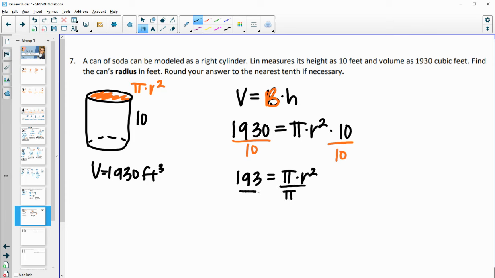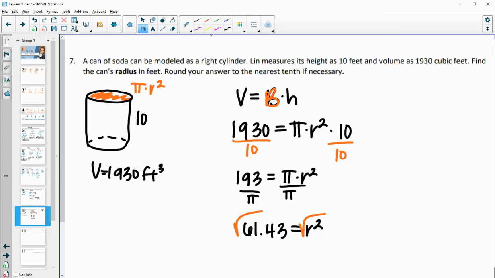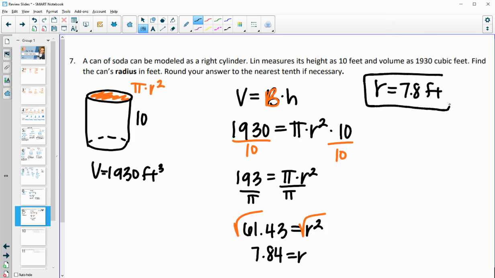So now we'll divide by pi and get a decimal here. So 193 divided by pi gives us 61.43 for r squared. So then we will square root that number and get our radius. So once we square root this, we get 7.84 for our radius. And then this says rounded to the nearest tenth. So 7.8 feet for the radius of this can.